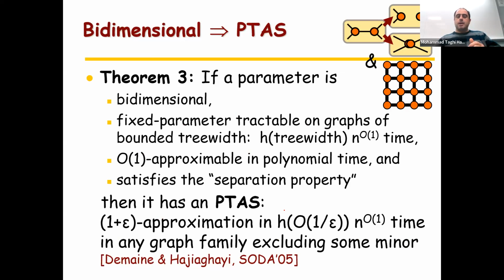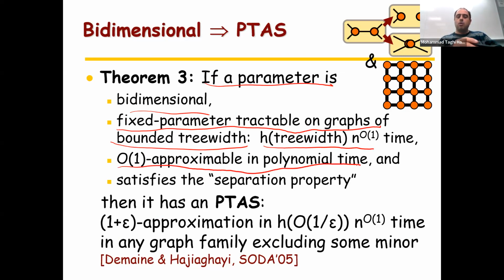Now, another thing which is very interesting, and more exciting, and there are several follow-up works on that one as well. If a parameter is bidimensional, then, again, we assume it is fixed parameter tractable on graphs of bounded Treewidth, which means that the running time should be h of Treewidth n to the order 1. And it should be order one approximable in polynomial time. Actually, for some of these instances, even log n approximable works.